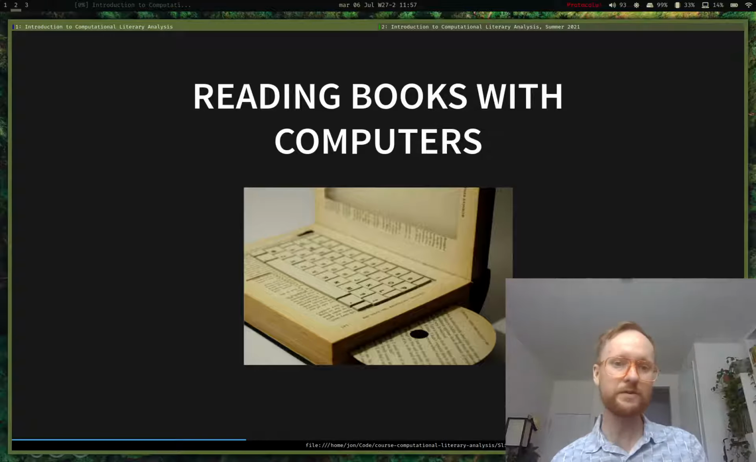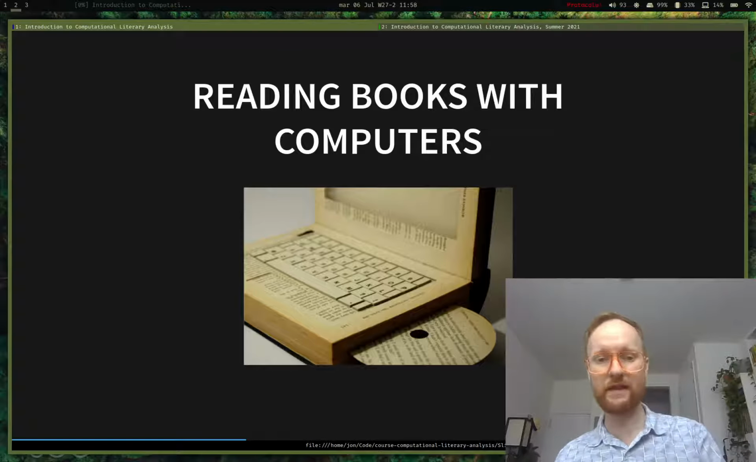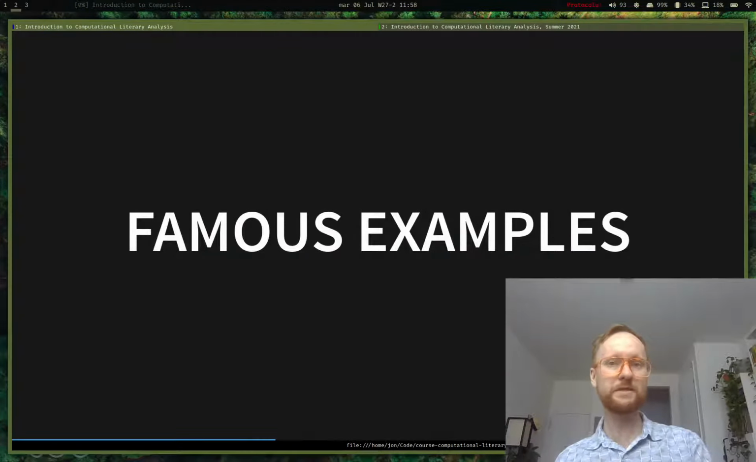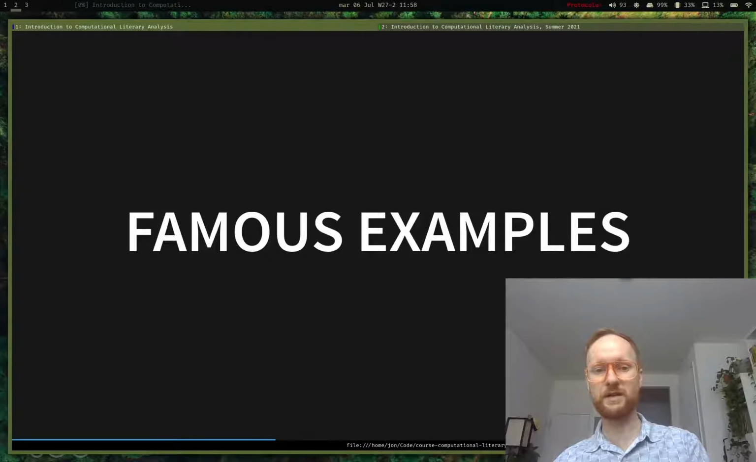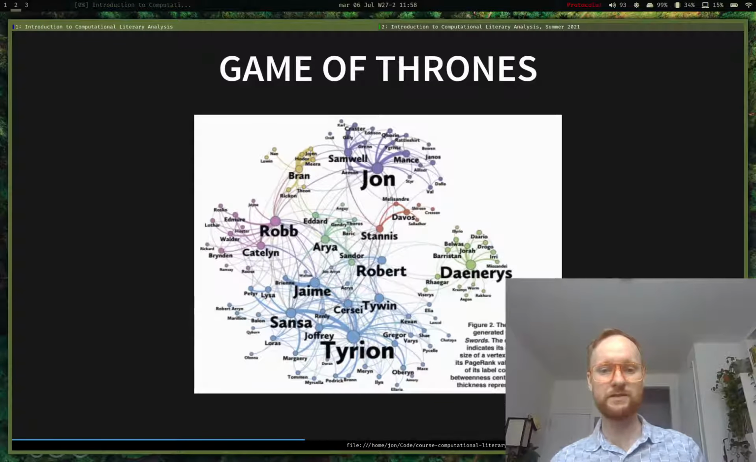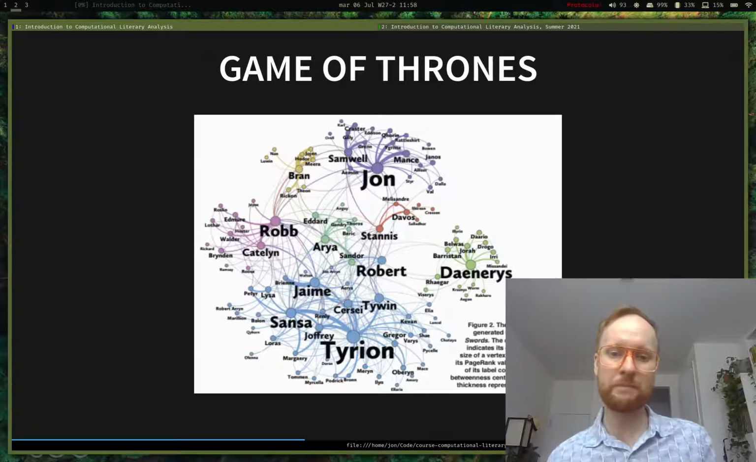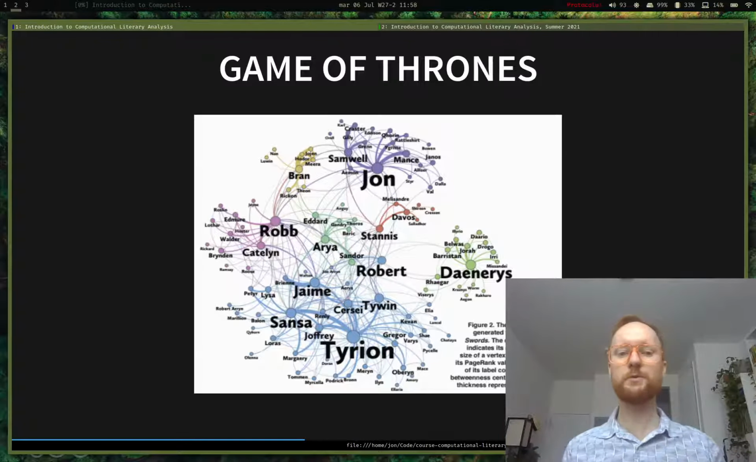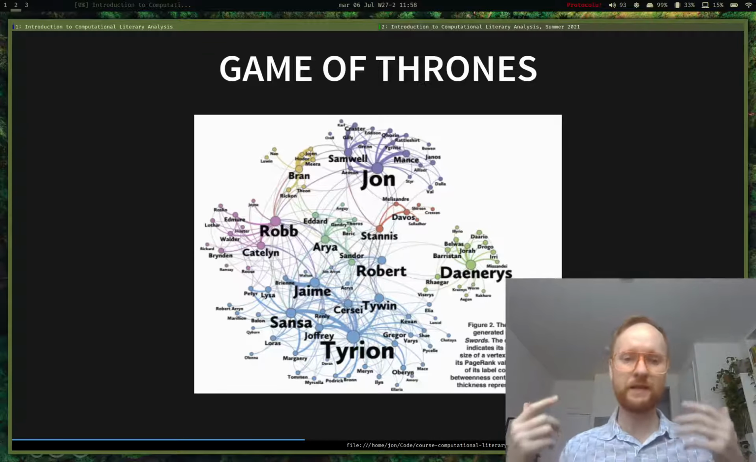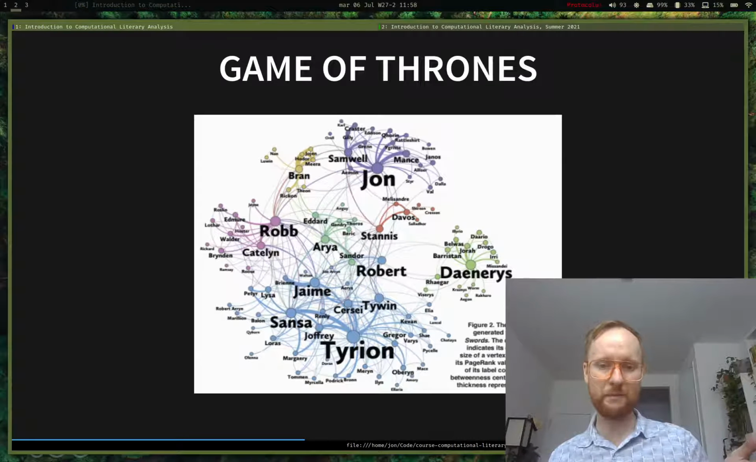And so we use computers to analyze digital texts in ways that tell us new and interesting things about those texts. So let me just give you a few famous examples of the kind of thing that you may have seen around town that qualifies as computational literary analysis. One of these is a chart you may have seen before. This is what we would call a social network diagram, and it can represent any number of things. This particular one represents the number of times that characters have co-occurred in a given scene in the TV show Game of Thrones.